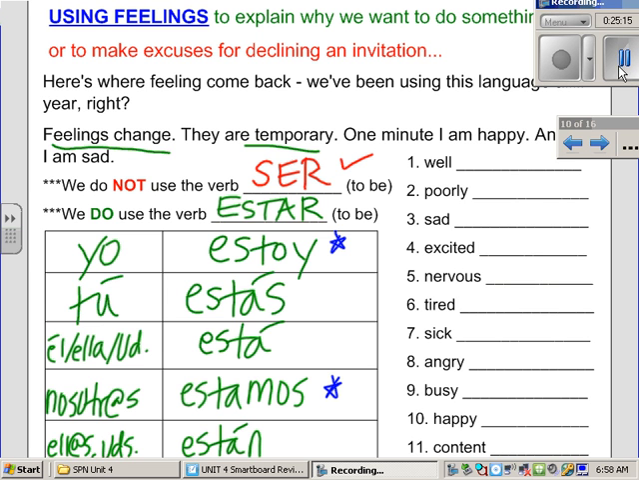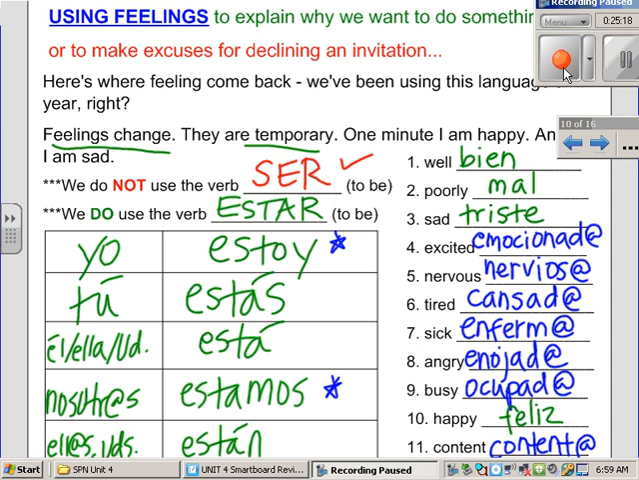I've got 11 feelings right here. I want you to try out which ones you know. Okay, so here we've got our feelings. I put the ones in green that are gender neutral. For example, well and poorly and sad and happy: bien, mal, triste, and feliz. Those we'll use whether we're a boy or a girl. However, if we're talking about ourselves and we're a girl, or talking about females, we're going to make sure to use the feminine form of all those in blue.